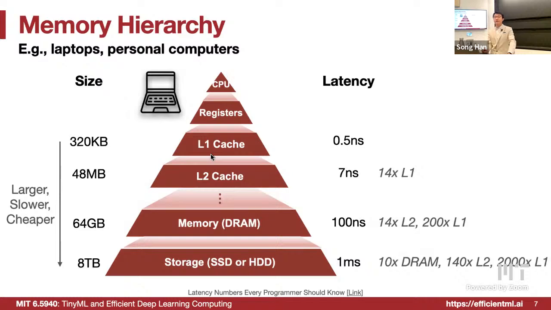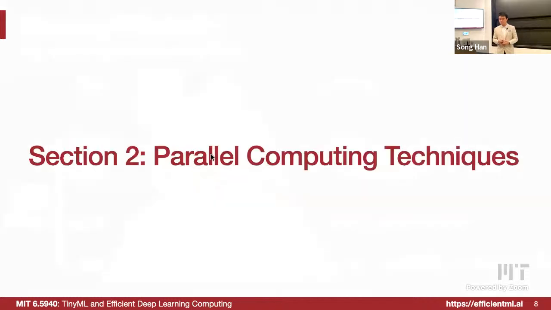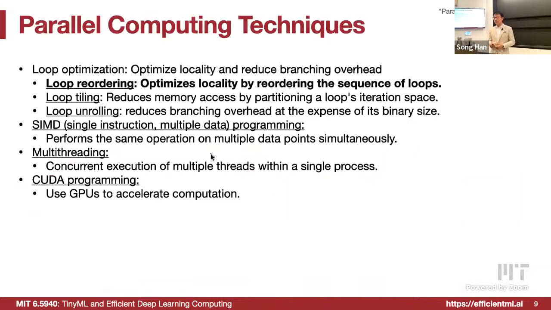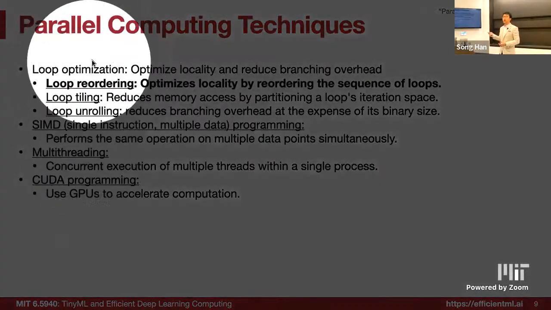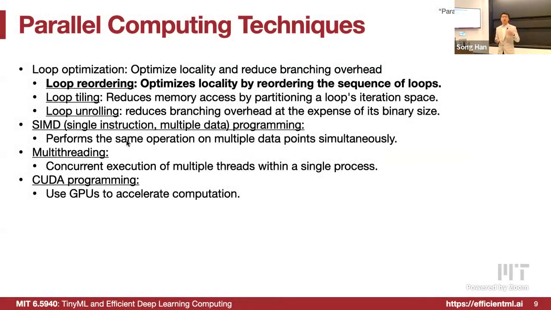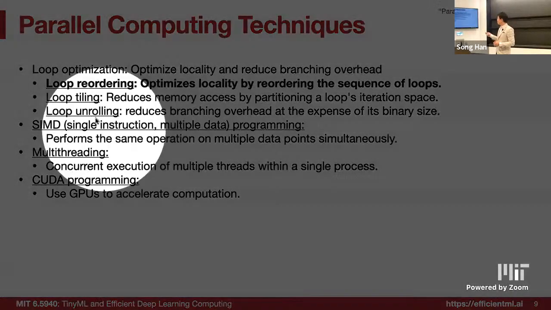Given these constraints, we want to efficiently program these processors such that they can efficiently handle this neural network workload. So let's talk about how to exploit parallelization to accelerate neural network inference and training. Here are the 4 blocks we are going to discuss today. You are going to implement every technique here in Lab 5, so pay attention to these techniques. We are going to have a real-world implementation.